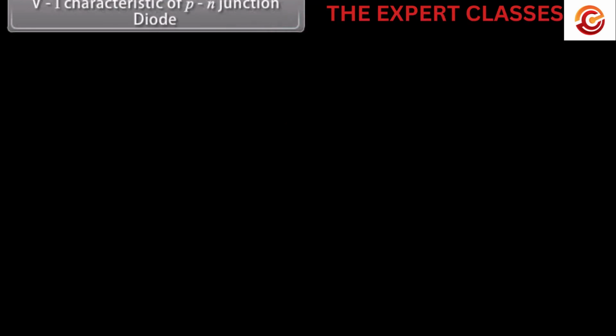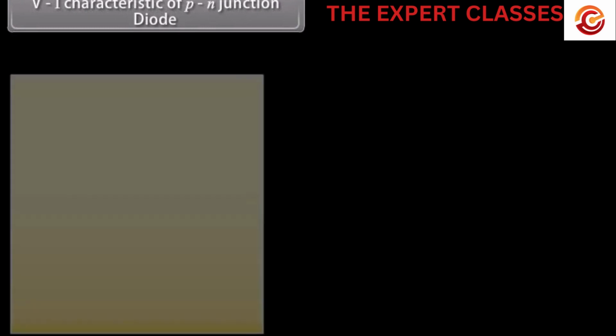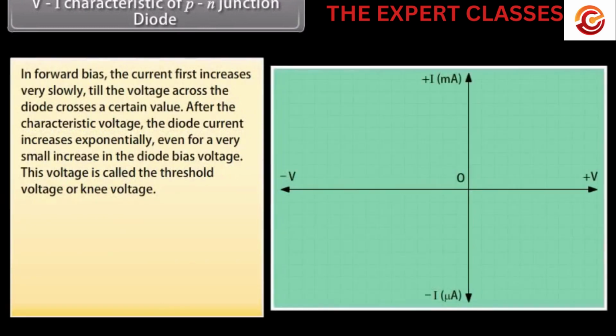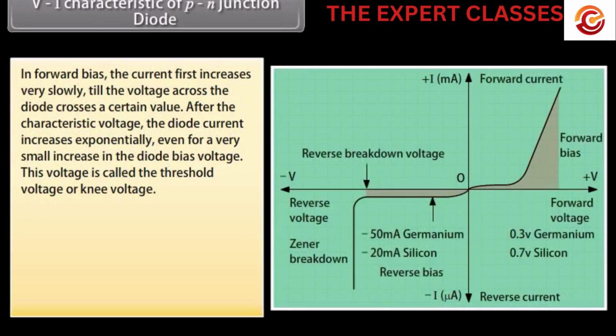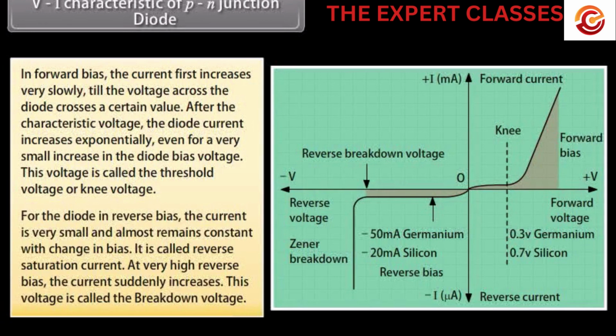IV characteristic of p-n junction diode. In forward bias, the current first increases very slowly till the voltage across the diode crosses a certain value. After the characteristic voltage, the diode current increases exponentially, even for a very small increase in the diode bias voltage. This voltage is called the threshold voltage or knee voltage. For the diode in reverse bias, the current is very small and almost remains constant with change in bias. It is called reverse saturation current.